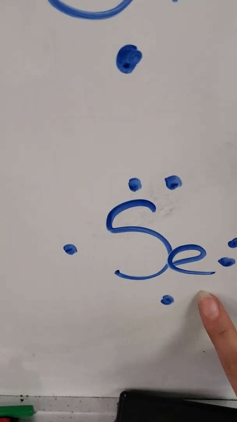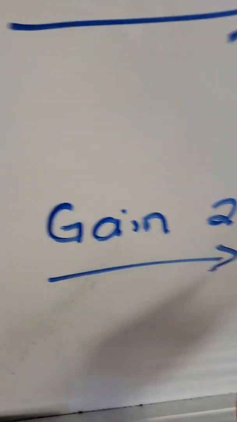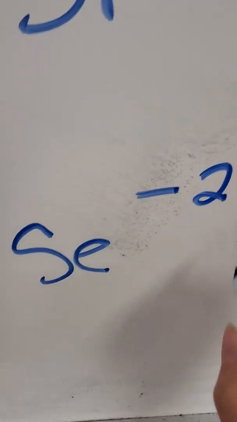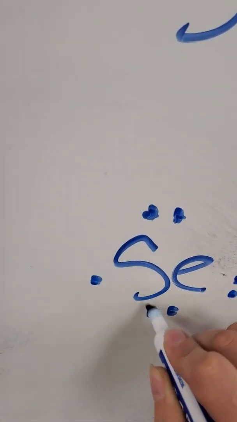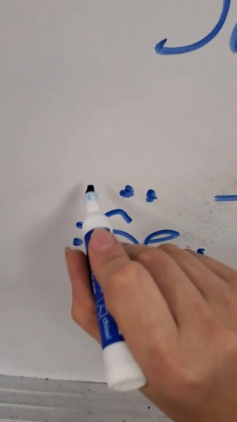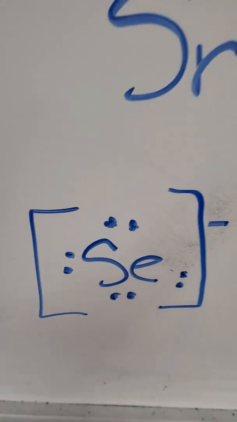And also selenium is a nonmetal. We know nonmetals gain. So he's going to gain 2 electrons. When selenium gains those 2 electrons, he now has a negative charge. Because he gained 2, he is negative 2. And then, of course, if he gained electrons, he no longer has the 6, he now has 8. 1, 2, 3, 4, 5, 6, 7, 8. But in order to show that all of these electrons belong to selenium, we put brackets. And then the charge goes on the outside of the brackets.